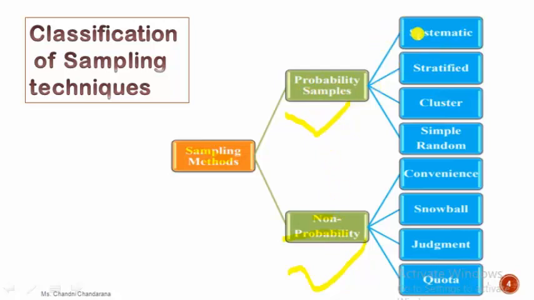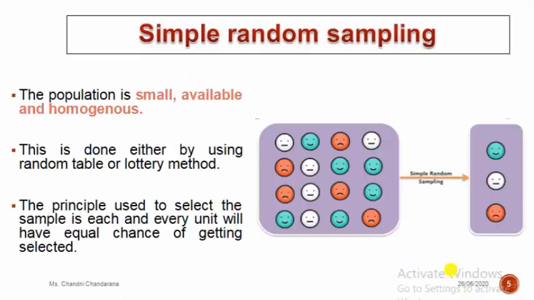Now we will see in detail the types of sampling technique. Probability sampling has systematic sampling, stratified sampling, cluster sampling, and simple random sampling. These are all the types of probability sampling. Now what is non-probability sampling? Non-probability methods include the convenience technique, the snowball technique, the judgment technique, as well as quota sampling. It will be very clear; we will see in detail. Now I will start first with probability sampling.